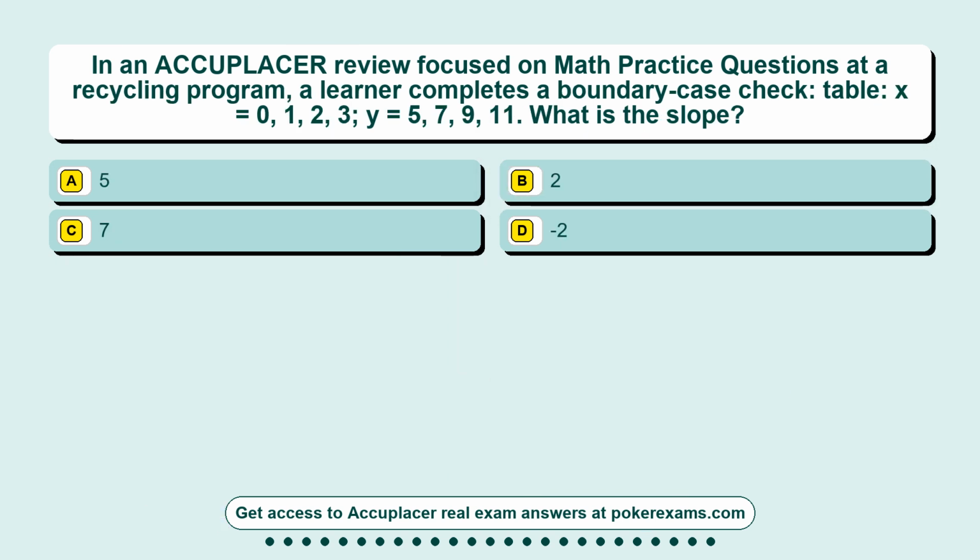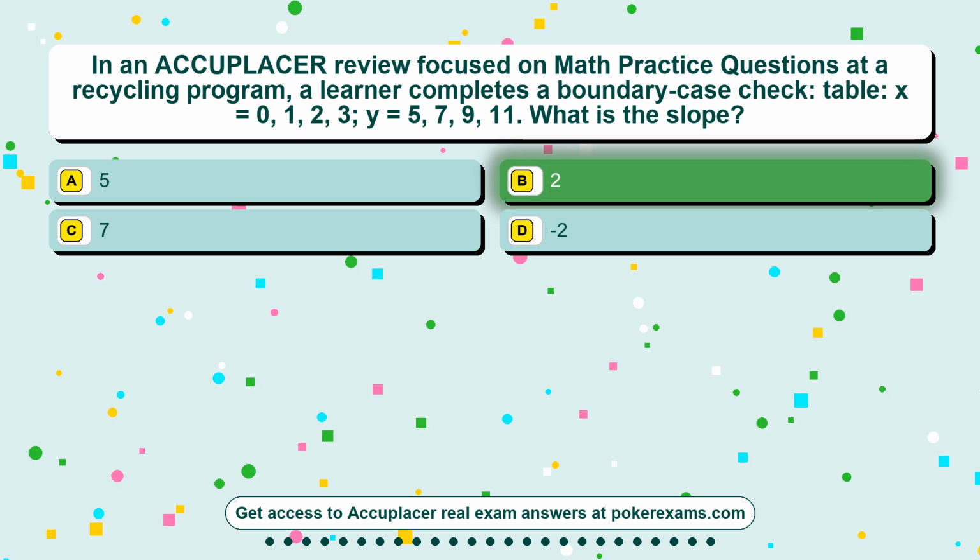Question 14. In an Accuplacer review focused on math practice questions at a recycling program, a learner completes a boundary-case check. Table: x equals 0, 1, 2, 3; y equals 5, 7, 9, 11. What is the slope? Option A, 5. Option B, 2. Option C, 7. Option D, -2. The correct answer is option B, 2.